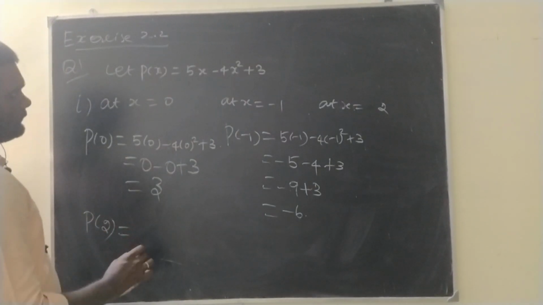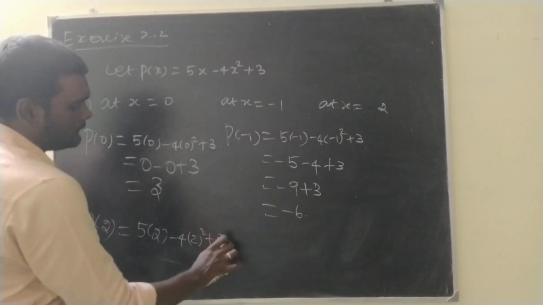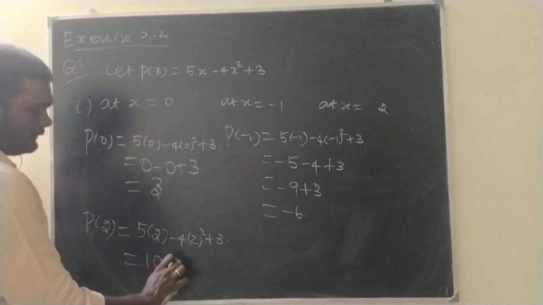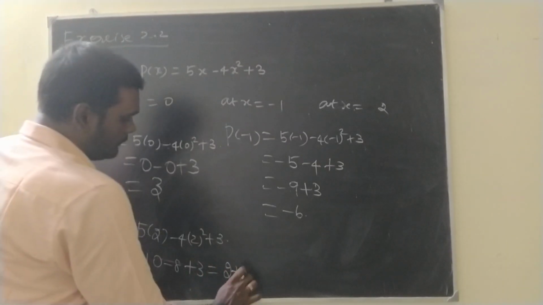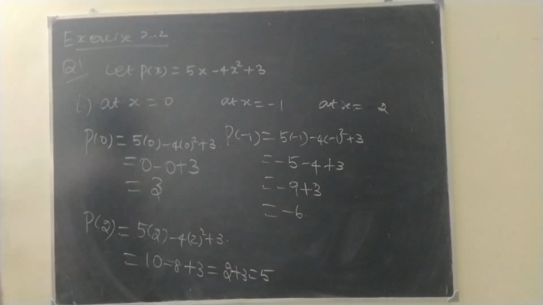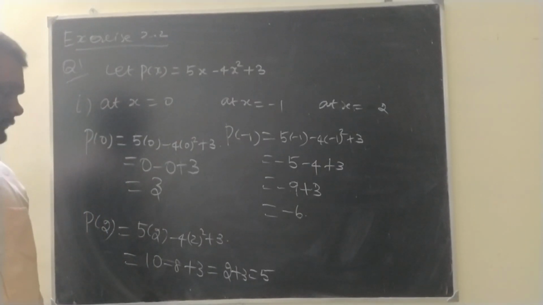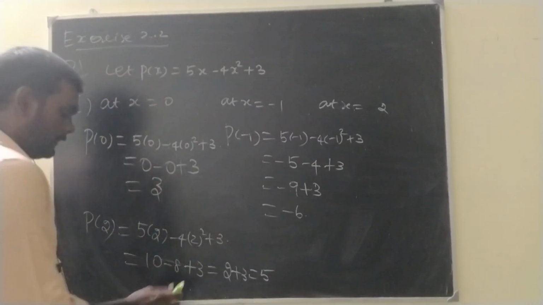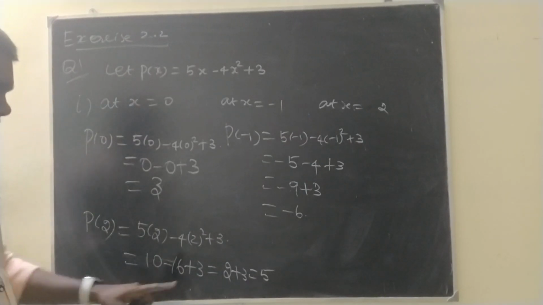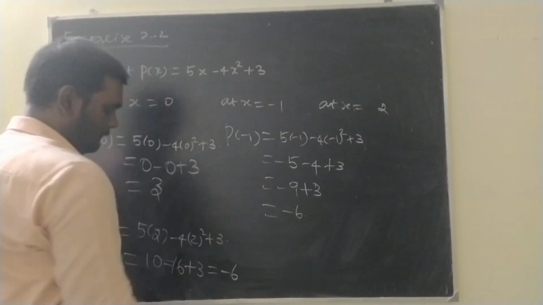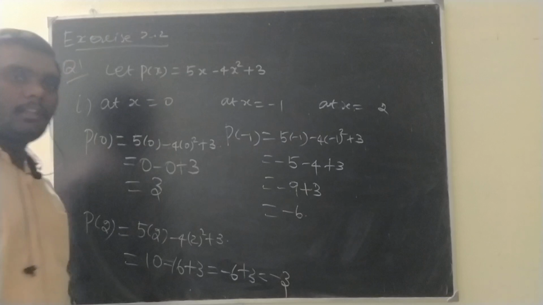Answer is minus 6. At x equals 2, P of 2. 5 into 2 minus 4 into 2 square plus 3. So it is 10 minus 8 plus 3. 10 minus 8 it is 2 plus 3, 5. Oh, sorry. 2 square is 4. 4 4s are 16. Then 10 minus 16 it is minus 6 plus 3. Answer is minus 3. That is all.